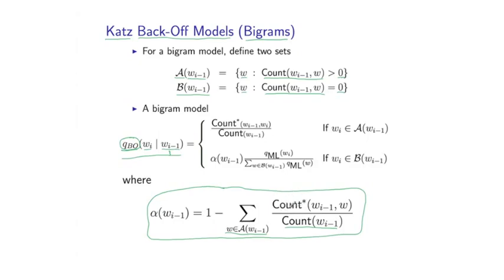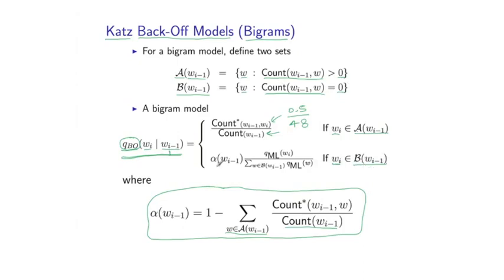Okay, so given these definitions, the backed-off estimate takes two forms depending on whether a word is in the set A or in the set B. If we have a word in the set A, we simply take the discounted count, so this might, for example, be 0.5, divided by the number of times we've seen w_{i-1}. So this might be 48, for example.